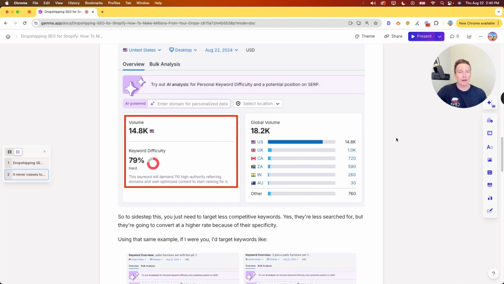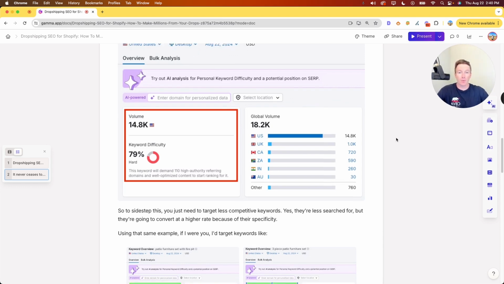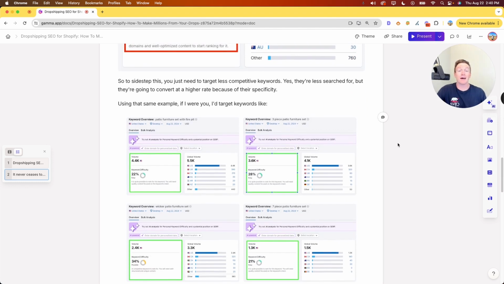Patio furniture set, nearly 15,000 searches a month, 79% difficulty. SEMrush places you at needing 110 links on this page to even come close to starting to make money off it, all right? So probably not gonna rank for this one. So to sidestep it, you're going to need to target less competitive keywords. Yes, they're less searched for, but they're going to convert at a higher rate because they have a higher specificity. People who are searching for a patio furniture set plus some variant are far more likely to convert on a keyword like that than they are just at patio furniture sets, right?